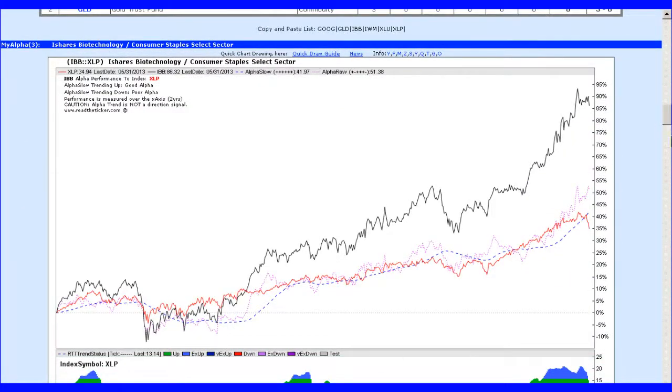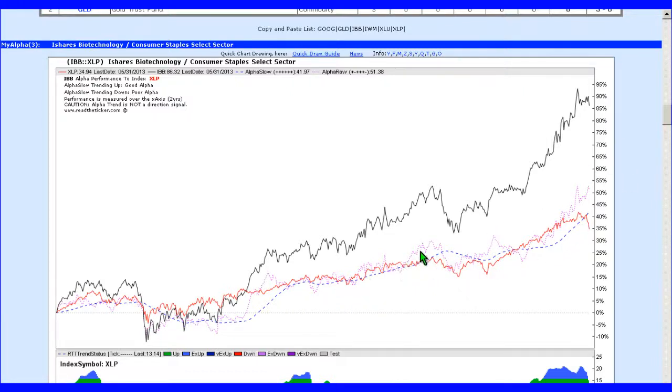Now we get into the charts. This is the meat and potatoes of a pair trade. Here's our biotechnologies price action based in percentages, and the red one is the underlying, or XL. What's that one?